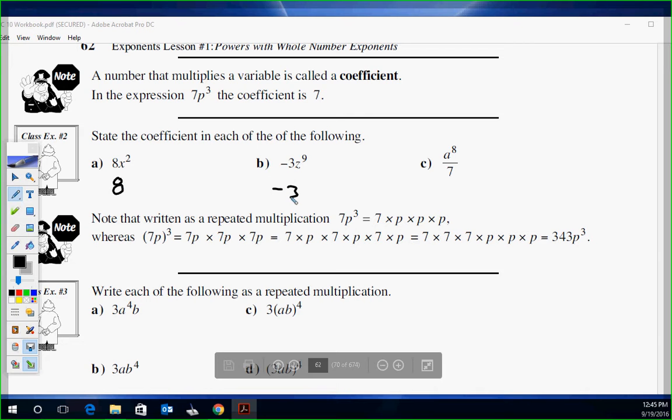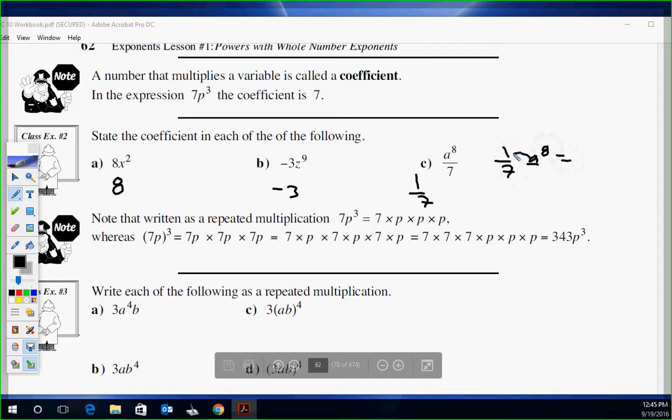Denise, you want to try the tricky one? What is it? 7? No. 1? No. A over 7. What'd you say? 1? Nope, it's not 1. Negative 1 over 7. Okay, it's 1 over 7 because 1 over 7 times A equals what?